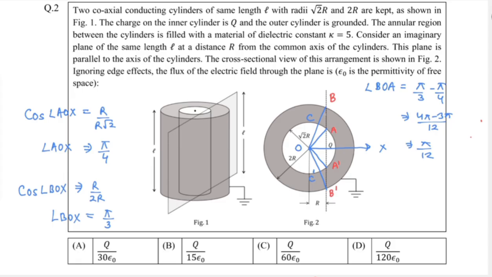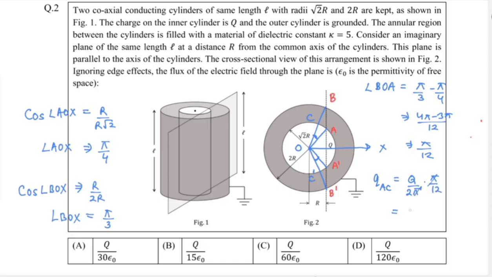Now this pi by 12 angle is contained on either side, that is on this side as well as on the other side, that is over here. And this is what is responsible for the total charge enclosed inside this region. So the charge enclosed in this region or the strip AC is also equal to that on A dash C dash. So we are writing that the total charge Q is distributed in 2 pi area, and over here we have a region of pi by 12.